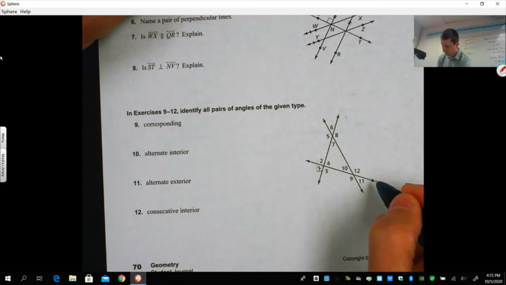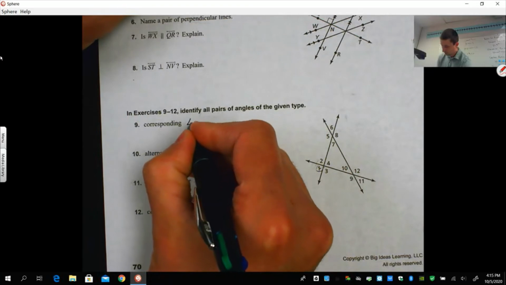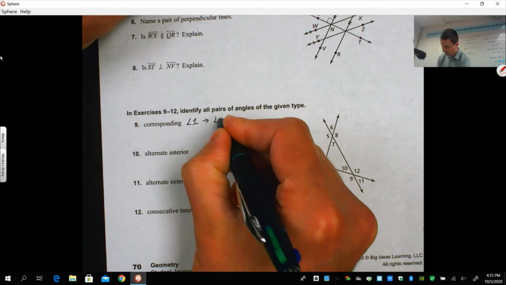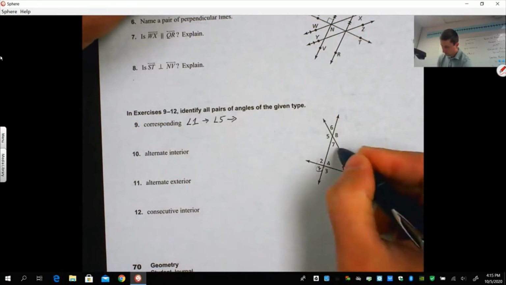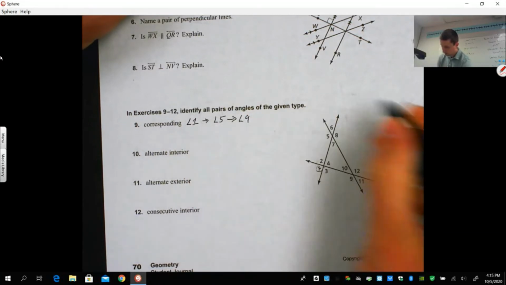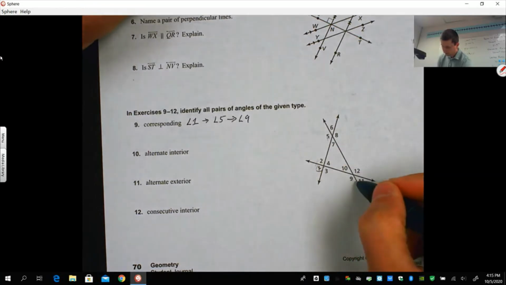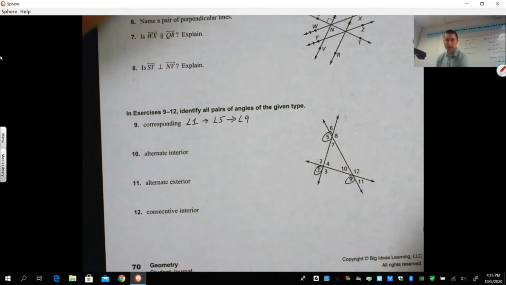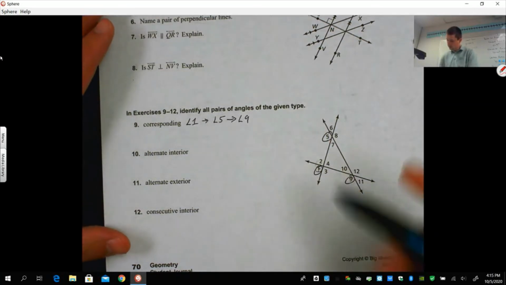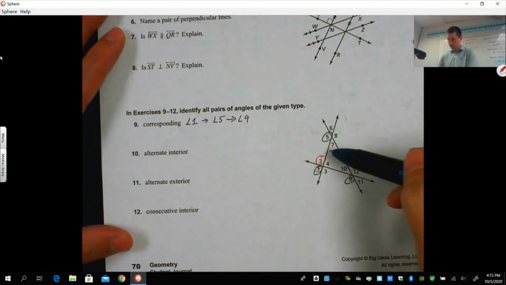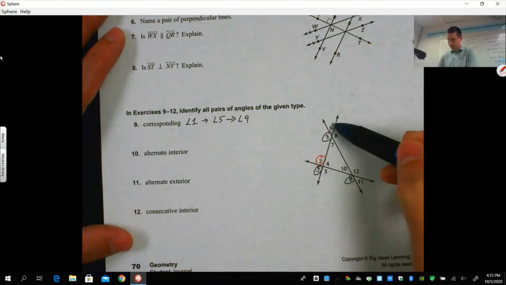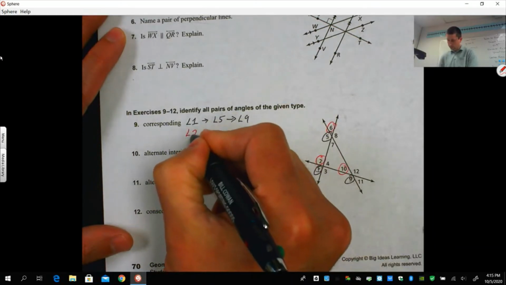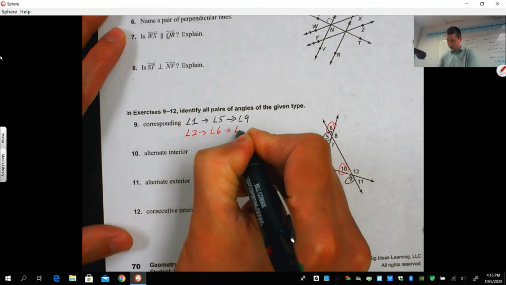So angle 1 is going to correspond with angle 5, and that's going to correspond with angle 9. Okay, they're all kind of on the left bottom of the lines. So 1, 5, and 9 would all be corresponding angles. Let's go to 2. 2 is kind of above 1, so that would correspond with 6, and that would correspond with 10. So angle 2 corresponds with angle 6, corresponds with angle 10.